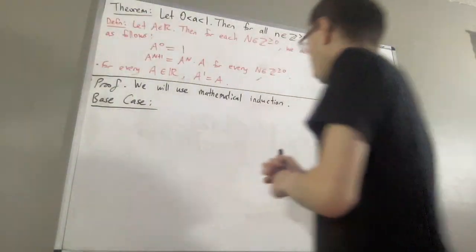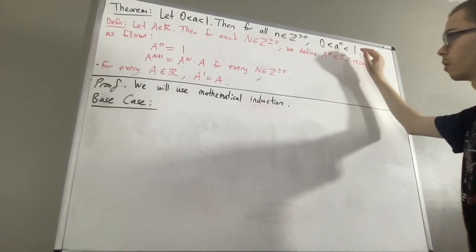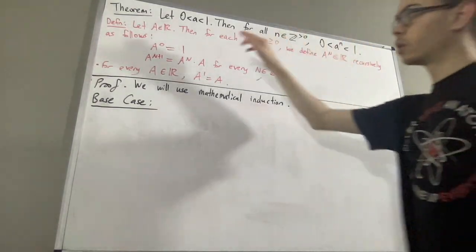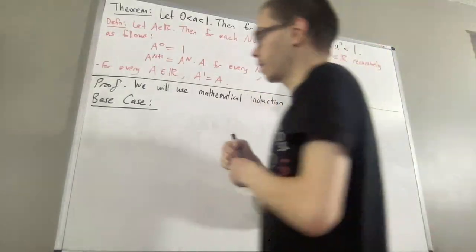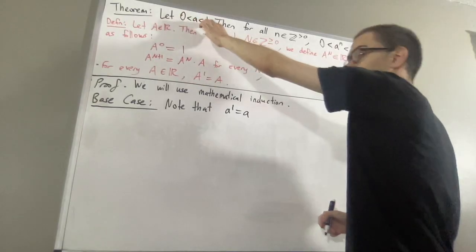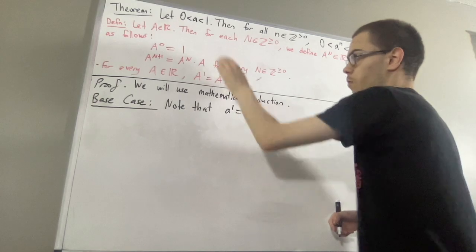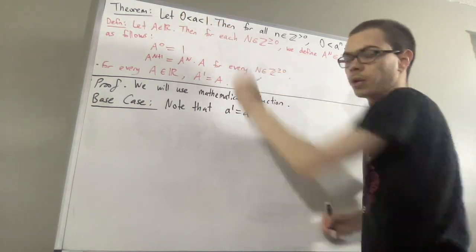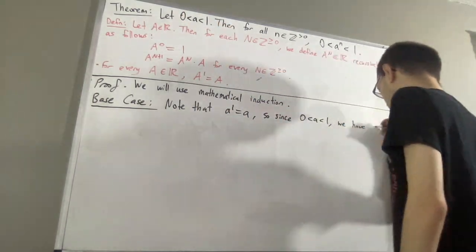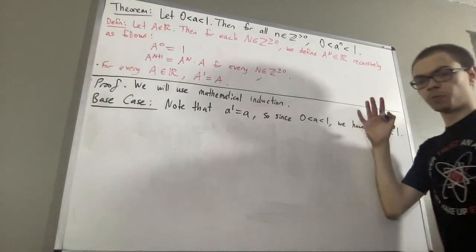In the base case, we are trying to show that a to the power of 1 lies between 0 and 1. Well, we know a to the power of 1 is equal to a. So, since a lies between 0 and 1, we can substitute the a with a to the power of 1. So a to the power of 1 lies between 0 and 1. And that's it. This completes the base case. Now let's move on to the induction step.